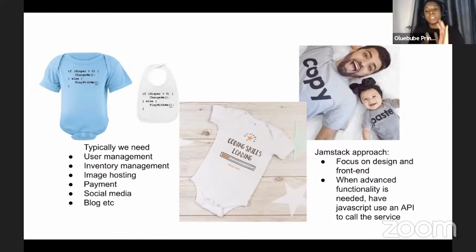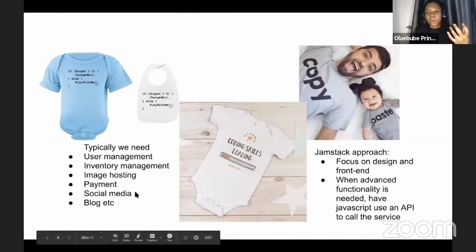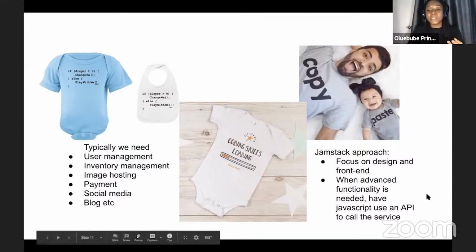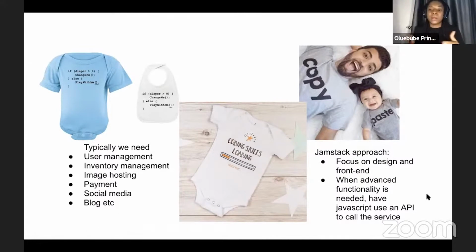But then what does the JAMstack approach do? In the JAMstack approach, we just focus on the design and the front end. And then whenever we need an advanced feature, using JavaScript, we use an API to make a call to that service that we need. So we really don't need to build all this into our application. We just get them on demand as we need them. So this is the major difference between what we are going to do typically and what we're going to do when we take the JAMstack approach.